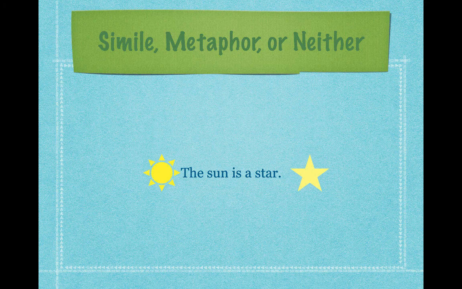So we can see that when we are using these comparisons, we have to be really thoughtful. Does it use the word like or as? And we also have to think about, is it a direct comparison? That's a metaphor. If it uses like or as, that's a simile. And we also have to think about whether or not the two things being compared are different enough, but with a similarity that they could be compared. If they're from the same category, remember, they're not a simile or a metaphor.